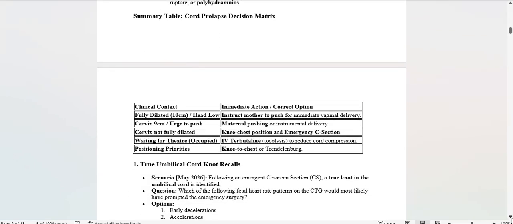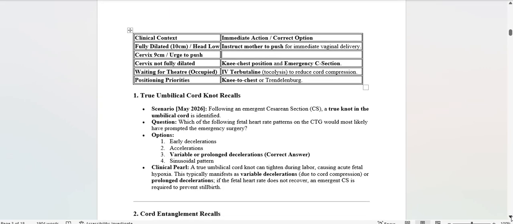Okay, fully dilated 10 centimeter, head low, instruct the mother to push just to speed up the birth, right? Cervix 9 centimeter, urge to push, maternal pushing or instrumental delivery. Now, 9 centimeter we will do the emergency C-section. Cervix not fully dilated, knee chest position and emergency C-section. Waiting for theater, occupied, IV terbutaline to reduce the cord compression. Positioning priorities, knee to chest or Trendelenburg position.